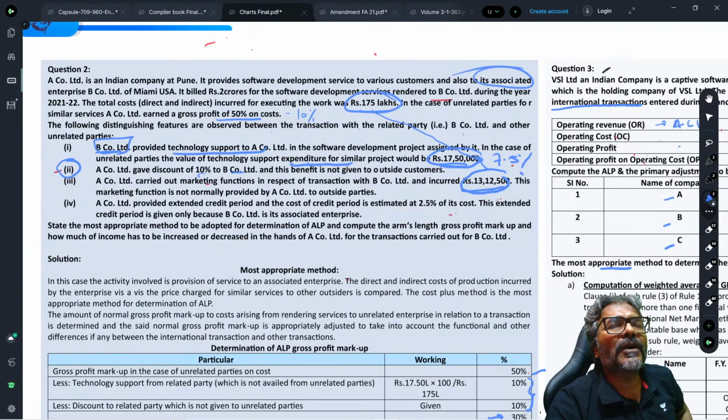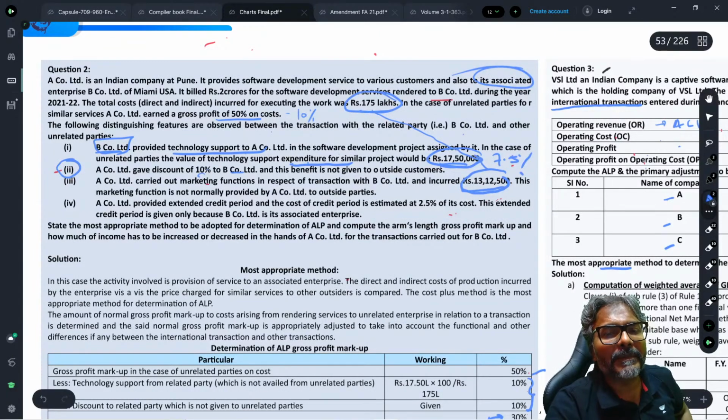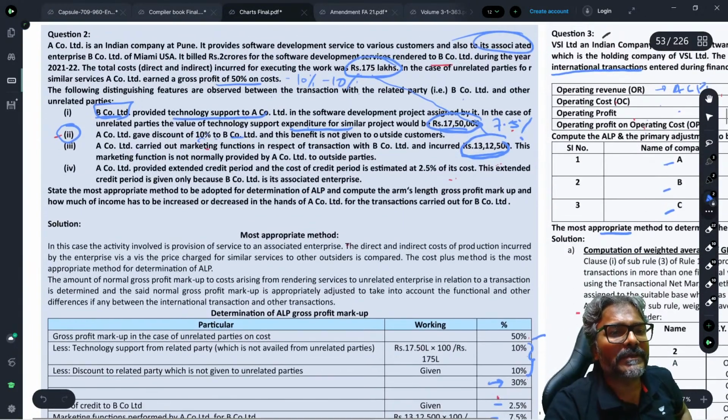Now this is not there. This discount is not there in the unrelated party transaction, for which the margin charge is 50%. So therefore that 50% has to be adjusted with the discount criteria. And how much is the discount? That needs to be adjusted, 10%. So 10% of the discount also has to be adjusted from this particular part. So we will adjust this 10% discount as well in this context.